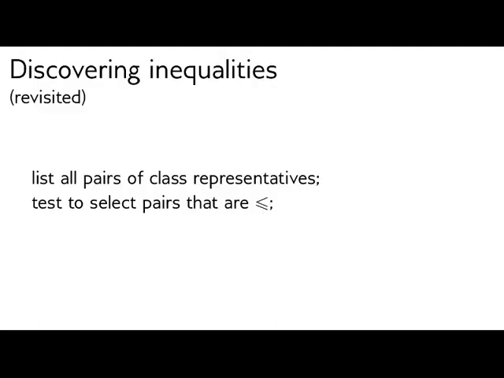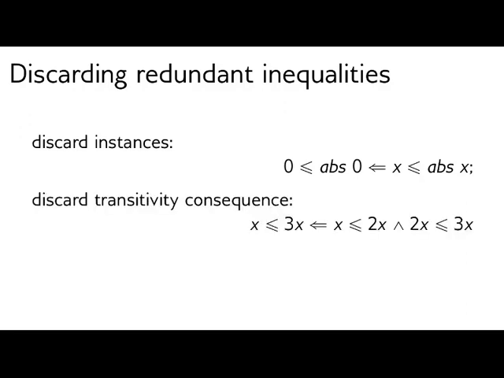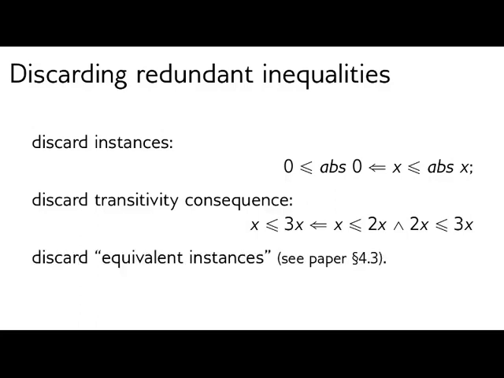So let's revisit the algorithm. We list all pairs of class representatives. We test to select pairs that are less than or equal. Then we discard redundant inequalities. But how do we do that? Well, there are a few rules. We discard instances, like we discard 0 is less than or equal to abs of 0, because that's implied by x is less than or equal to abs of x. We discard consequences of transitivity. And we discard something that I'm calling equivalent instances. But for that, you have to see the paper.